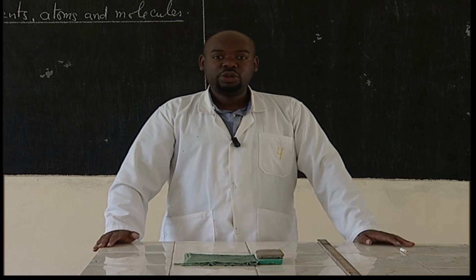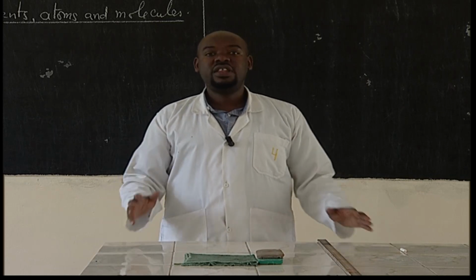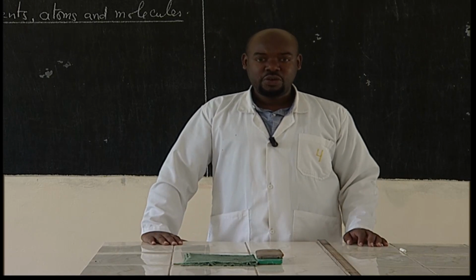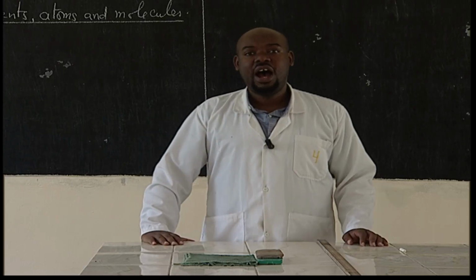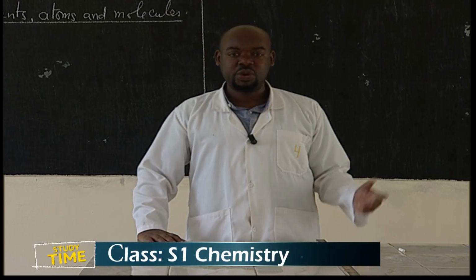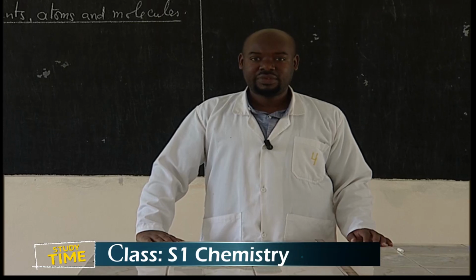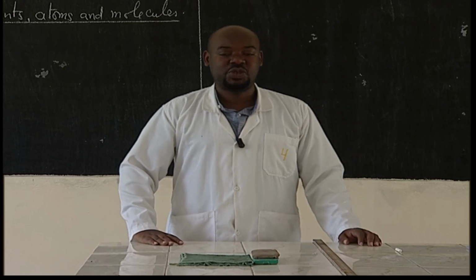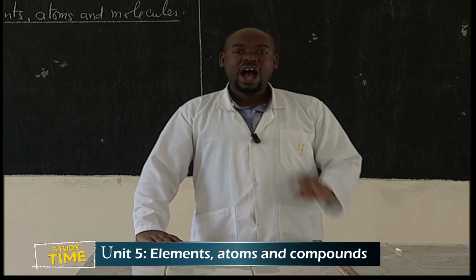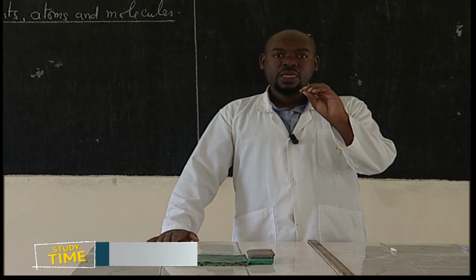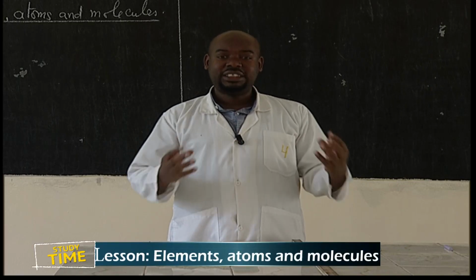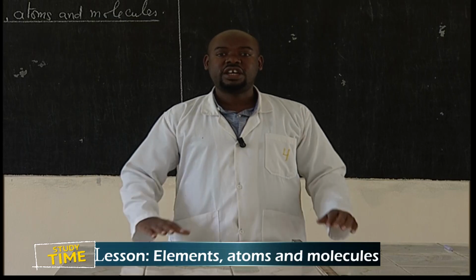In the previous lessons, you have discussed the different types of mixtures and different types of substances. You remember that we have pure substances and mixtures. Do you remember some of the examples you gave for the pure substances? Do you remember some of the mixtures you gave as examples? I'm very sure you do. But have you ever thought of what may happen if you take a substance and divide it again?